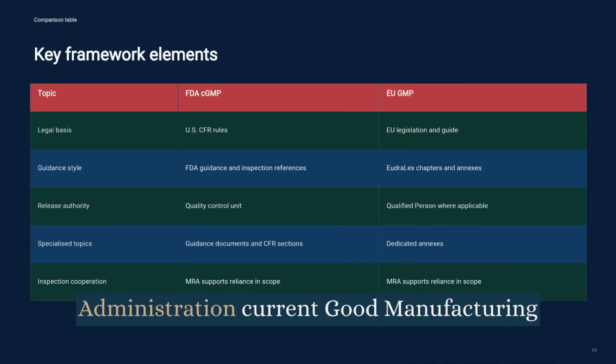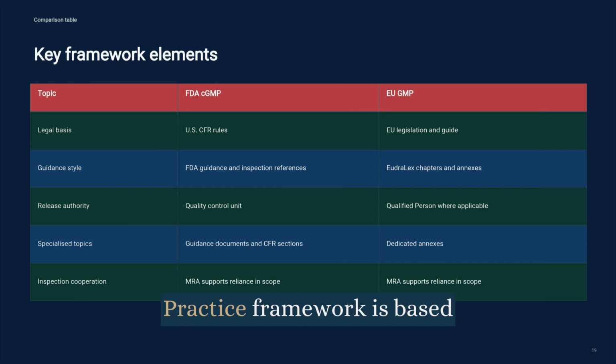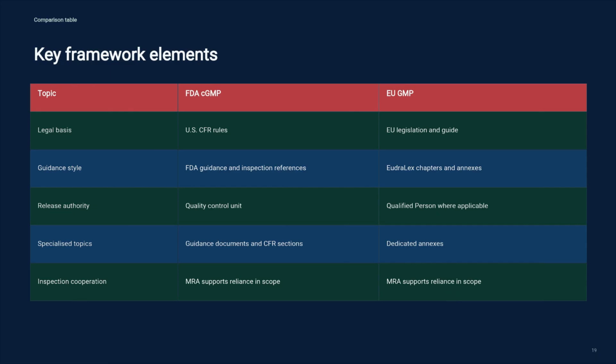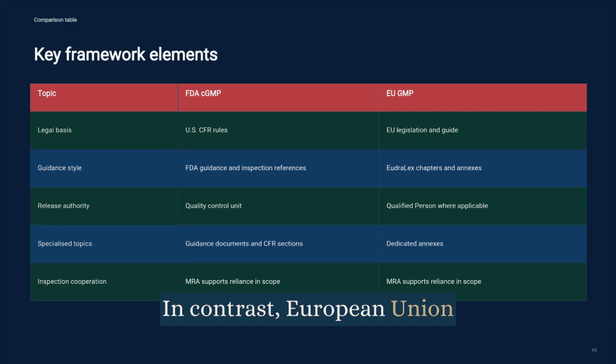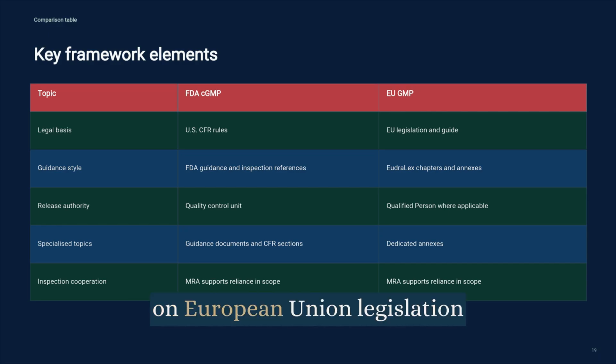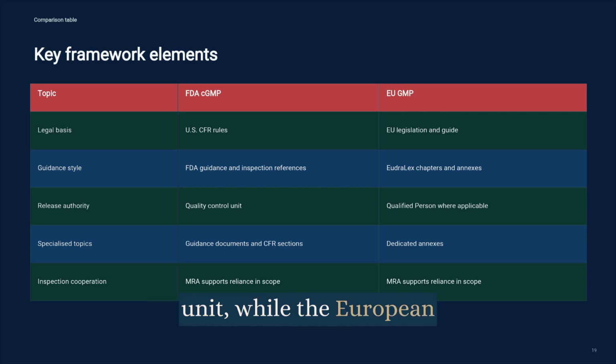The Food and Drug Administration current good manufacturing practice framework is based on United States Code of Federal Regulations rules with guidance and inspection references. In contrast, European Union good manufacturing practice relies on European Union legislation and EudraLex chapters. Release authority differs. The Food and Drug Administration uses a quality control unit, while the European Union employs a qualified person. Specialized topics are covered by guidance documents in the United States and dedicated annexes in the European Union.